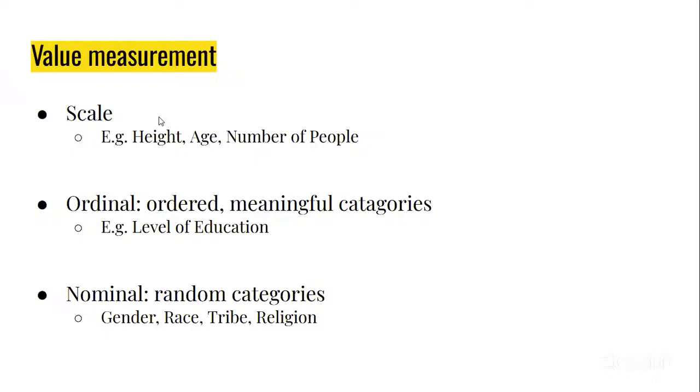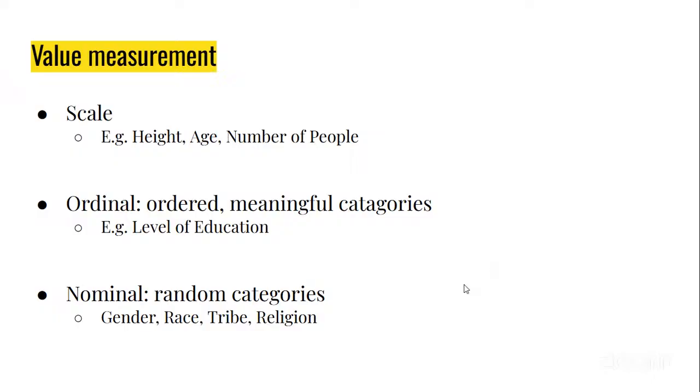Now, we are going to see the value measurement. For the numerical variables, there are three value measurements: scale, ordinal, and nominal. Now, scale is for a numerical value that is continuous, for example, height, age, number of people. But ordinal and nominal are for the categorical variables only.